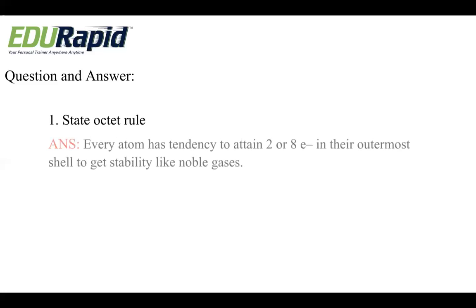So first one, state the octet rule. Just now we studied, right? State the octet rule. Every atom has a tendency to attain 2 or 8 electrons in its outermost shell to get the stability of noble gases, and this is called the octet rule. Yes, the tendency to attain a stable configuration, that is either 2 or 8 electrons in the outermost shell, is called the octet rule.